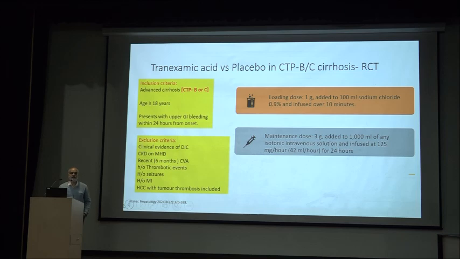The inclusion criteria were CTP B or C, which had higher risk of rebleeding due to post-EVL ulcer, age more than 18, and patients presenting with upper GI bleed within 24 hours from onset. And these were the exclusion criteria: clinical evidence of DIC, CKD, recent CVA, seizures, thrombotic events, and HCC with thrombosis.